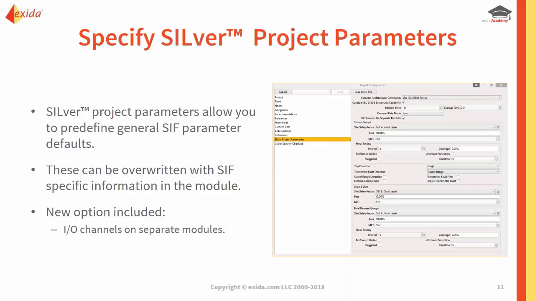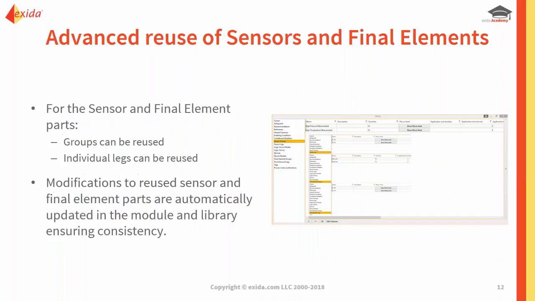So just as a highlight again, within the project settings of exSILentia 4, you're able to specify these default project parameters. So for example, you can say all my sensor groups should have a mean time to restore or mean repair time of 24 hours. Or the mission time for my safety function should be 20 years. Or the beta factor for all my final elements needs to be 10%. That's stuff that you can define up front, and then whenever you create a new safety function, it will automatically take those defaults. We talked about the reuse, so we can easily reuse sensors and final elements.